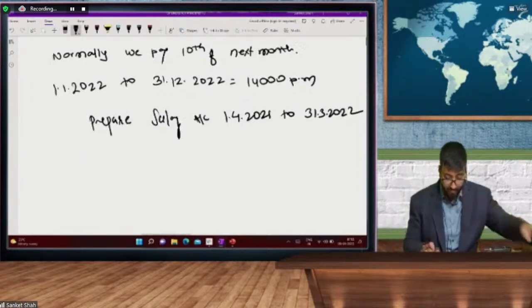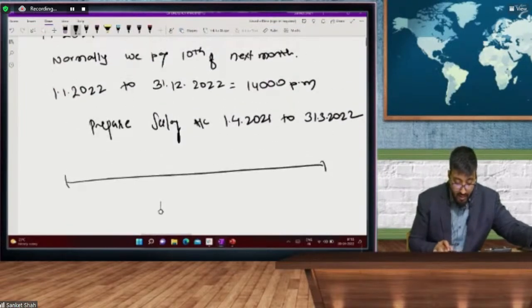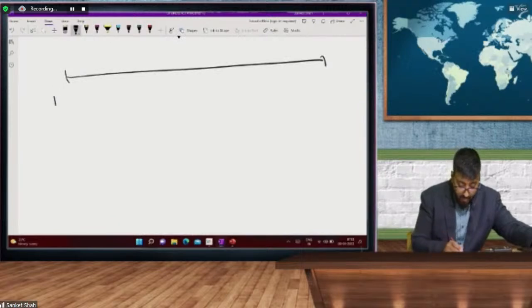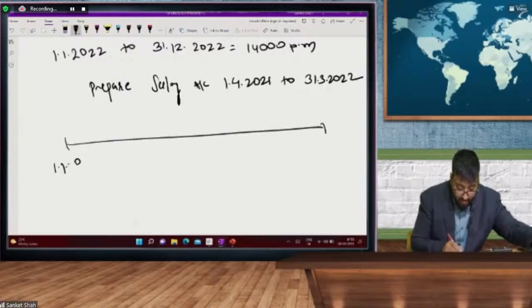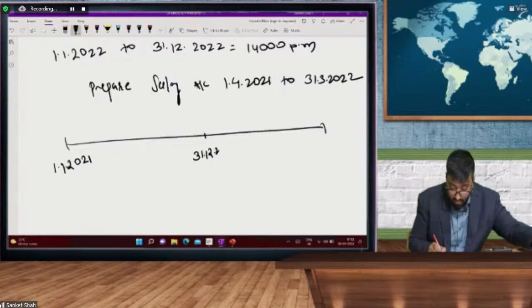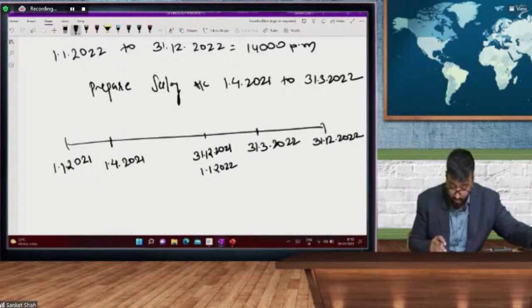Okay, see the diagram. 1st January 2021 to 31st December 2021, and 1st January 2022 to 31st December 2022. Now here it is 1/4/2021, and it ends on 31st March 2022.